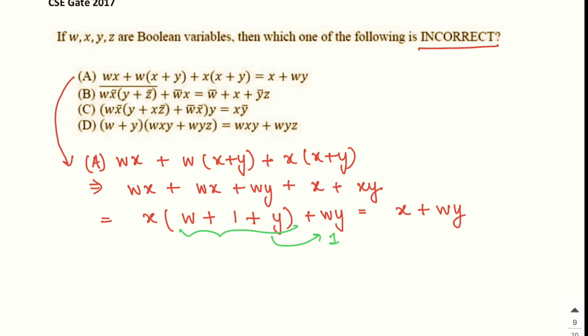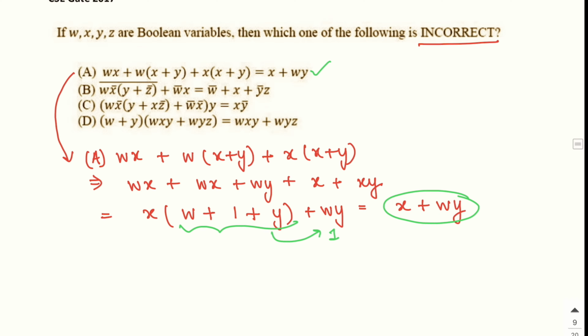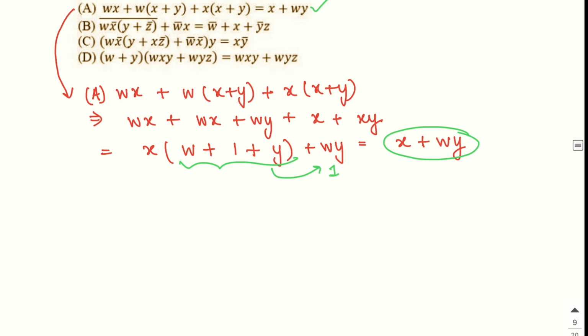So this is nothing but X plus WY because all this reduces to 1. So hence you have X plus WY and that is only the right hand side. So this option is correct. So it's not my answer because I'm searching for the incorrect option. Let's move to the next question.